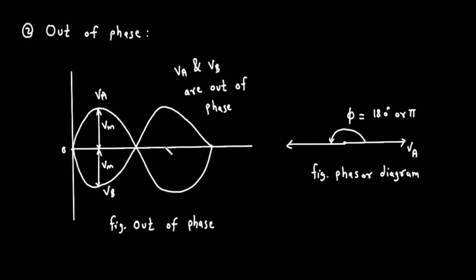Again, let's start with the waveform graph on the left. We see two waves, voltage A and voltage B. Look closely at their relationship. At the very beginning, when voltage A is at its highest positive peak, look at where voltage B is. It's at its lowest negative peak.